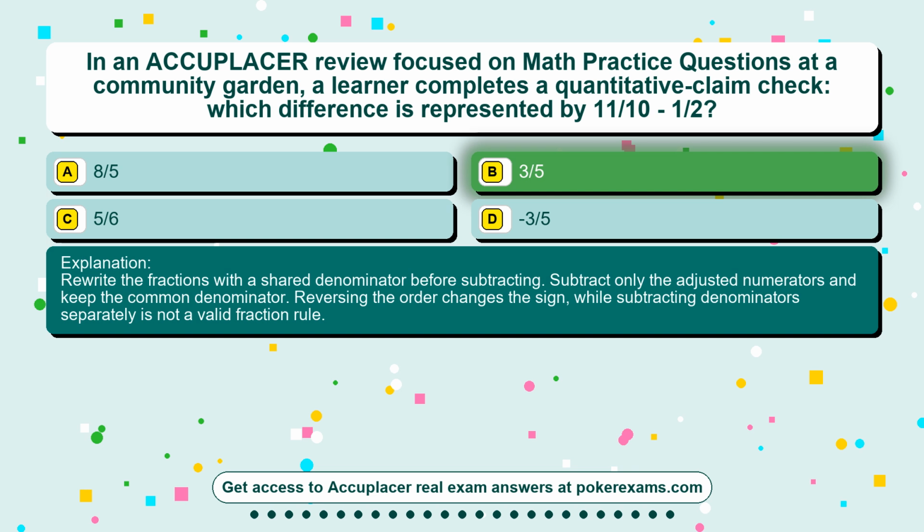Rewrite the fractions with a shared denominator before subtracting. Subtract only the adjusted numerators and keep the common denominator. Reversing the order changes the sign, while subtracting denominators separately is not a valid fraction rule.